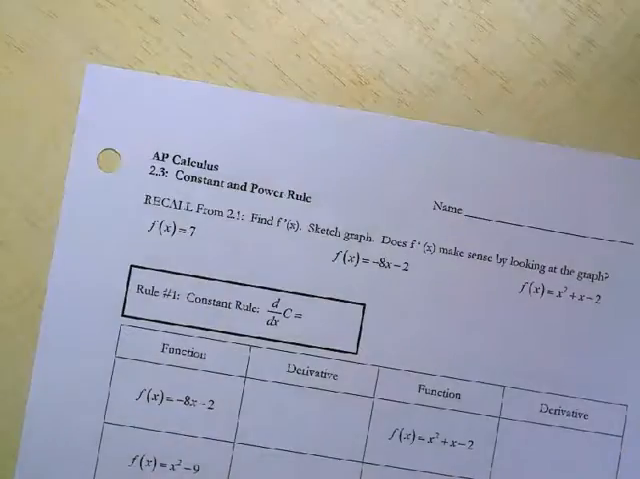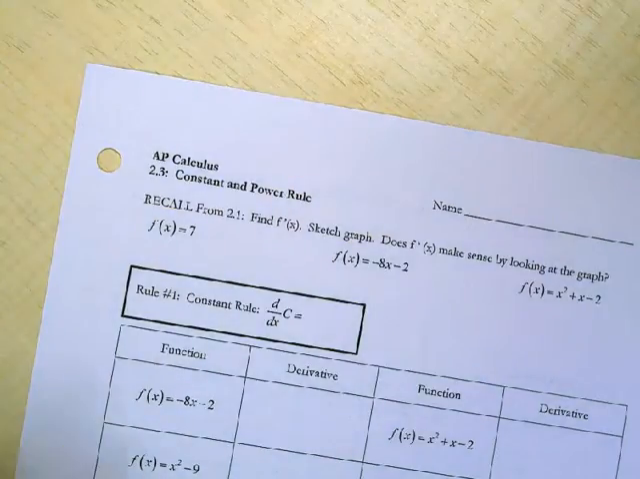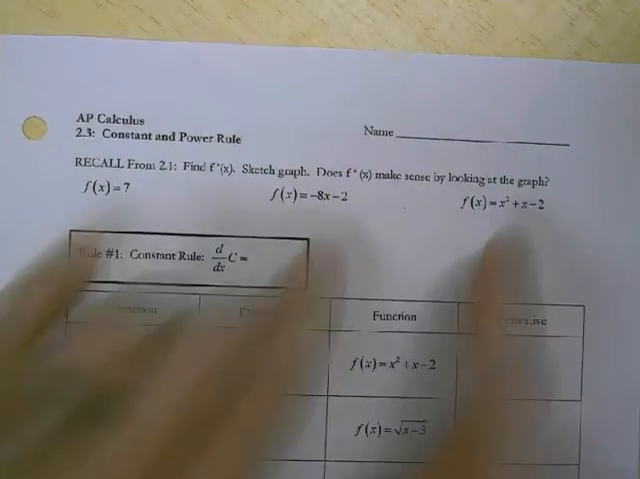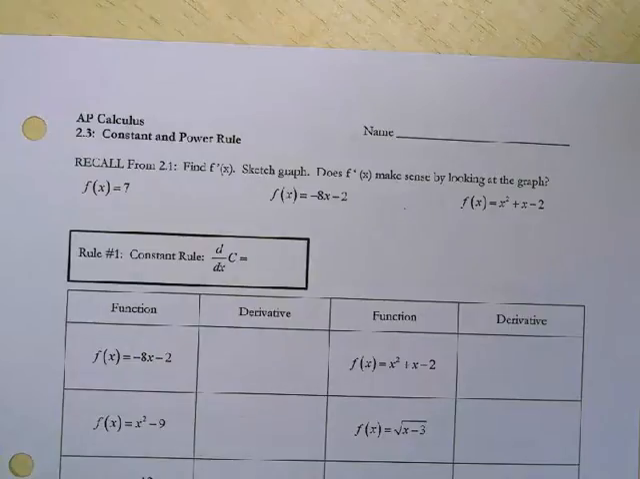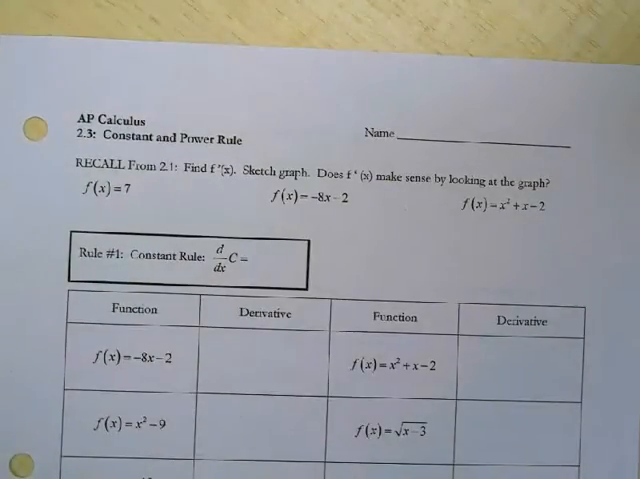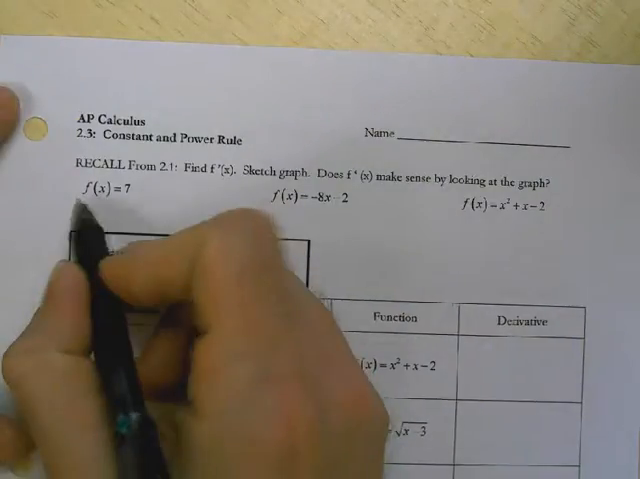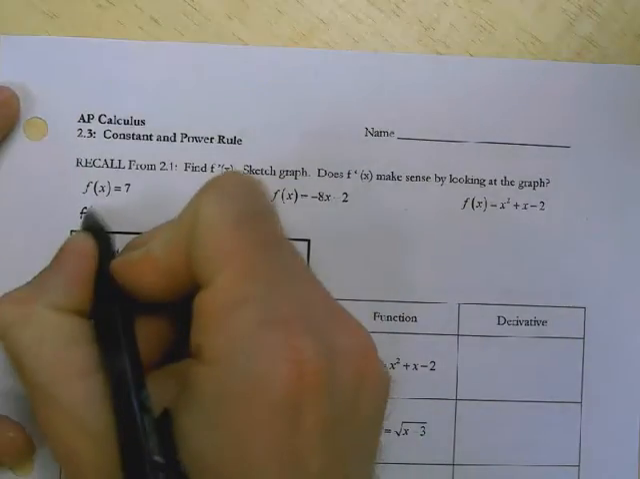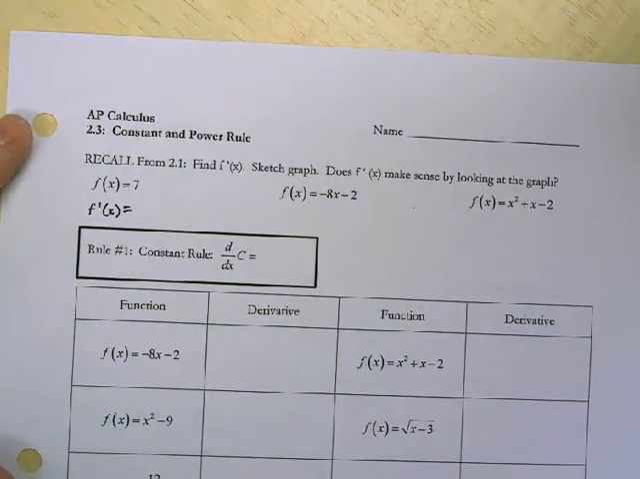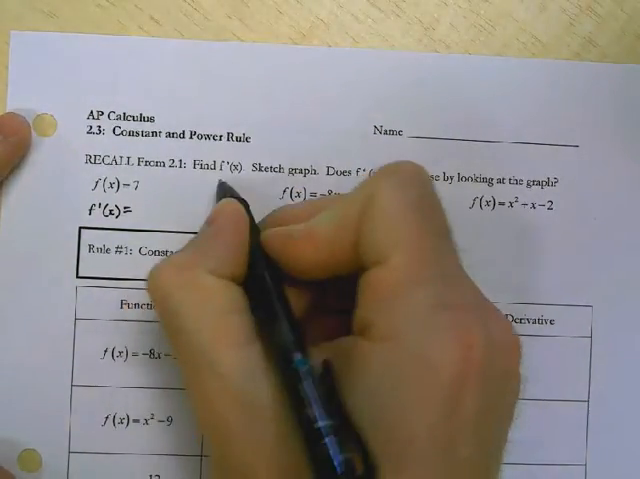Alright, so 2-3. Start off this way. I have given you every one of these on 2-1. If I broke out my 2-1 notes, these were the exact last 3 questions we ended with on 2-1. The derivative of 7, anybody remember that off the top of their head? Let me show you the graph and why it was.